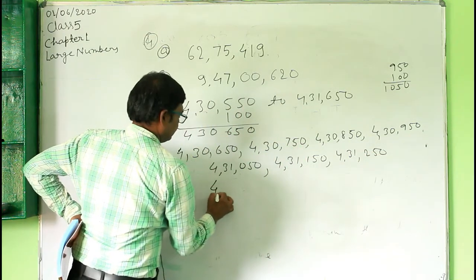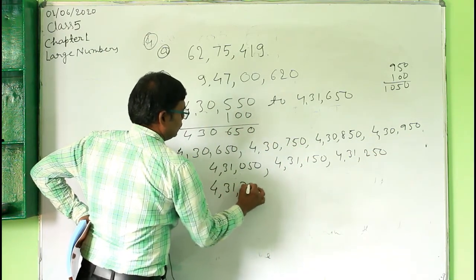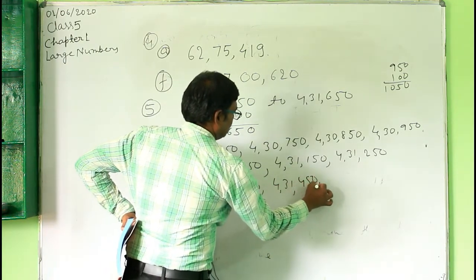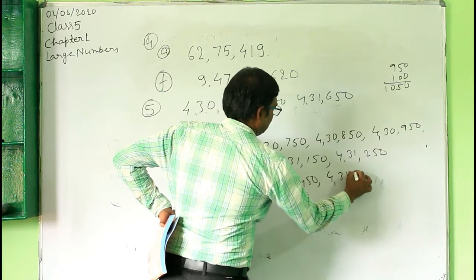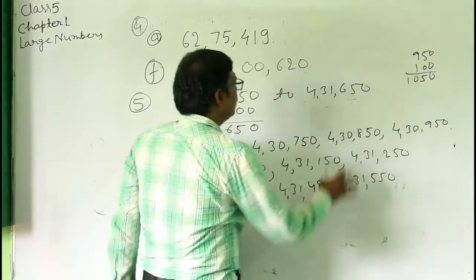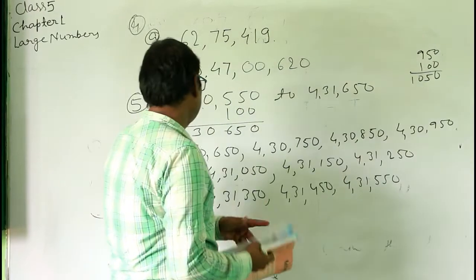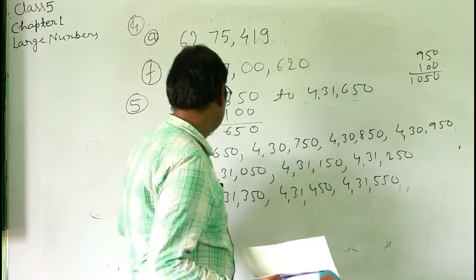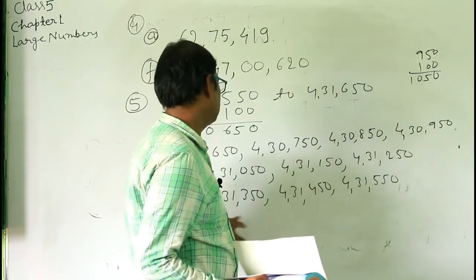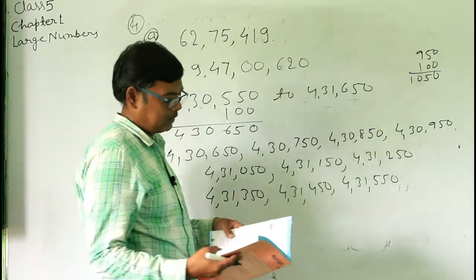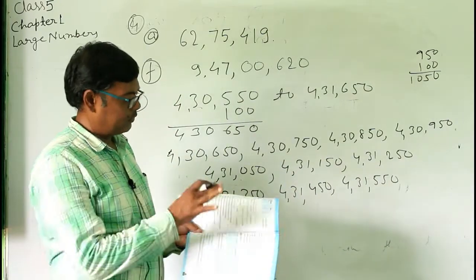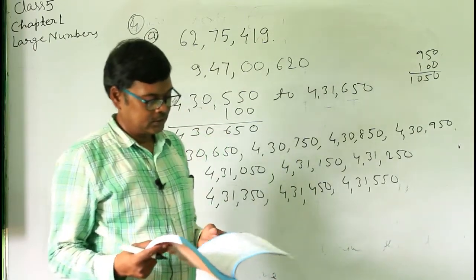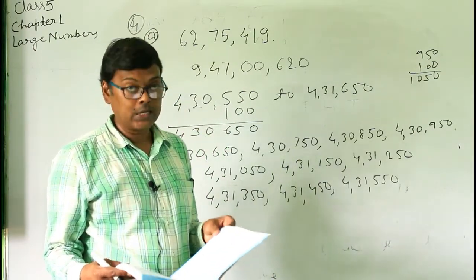The next 4, 3, 1, 350. And 4, 3, 1, then 450. And 4, 3, 1, then 550. Okay, so we have come to the end of this. Now see that these are 10 numbers here. 1, 2, 3, 4, 5, 6, 7, 8, 9, 10. These are the 10 numbers between the given two numbers. So this is how we will find 10 numbers between these two numbers by counting by 100.